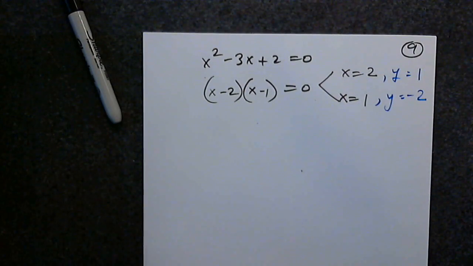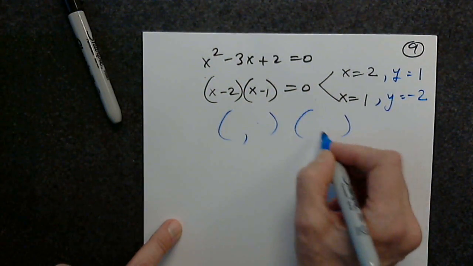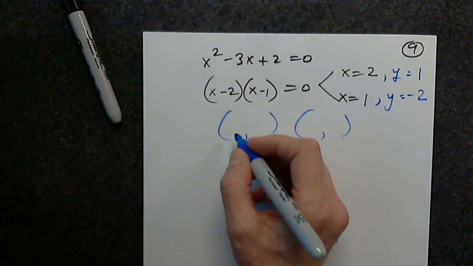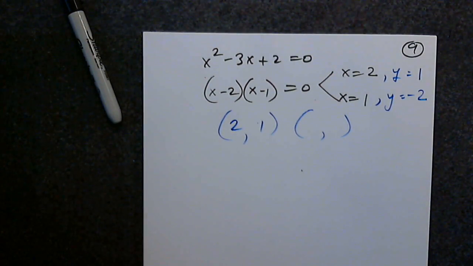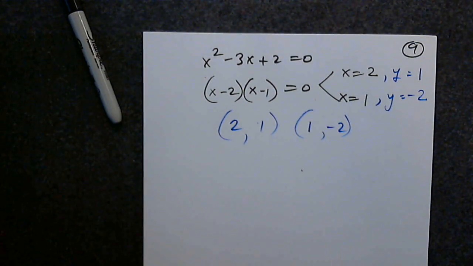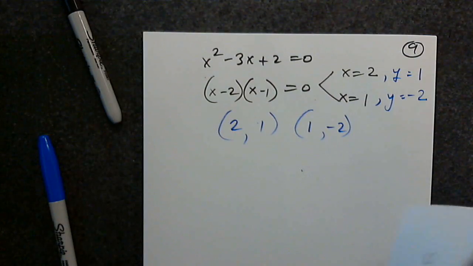So now this system, forgive me, of nonlinear equations in two variables has two solutions. The first solution is, very good, and the second solution is. No matter how many solutions, I have to go back and check.